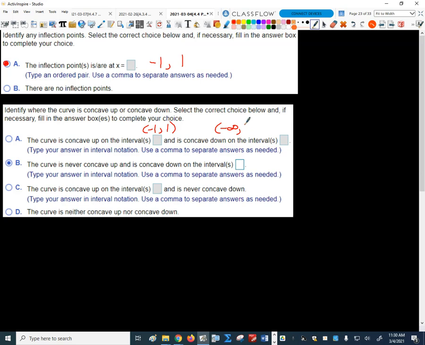negative infinity to -1, and we want to use commas to separate intervals. It tells us to do that. Or 1 to infinity. So I don't know why that's filled in. It should be that one.